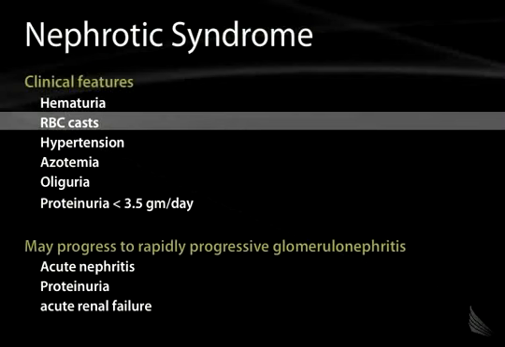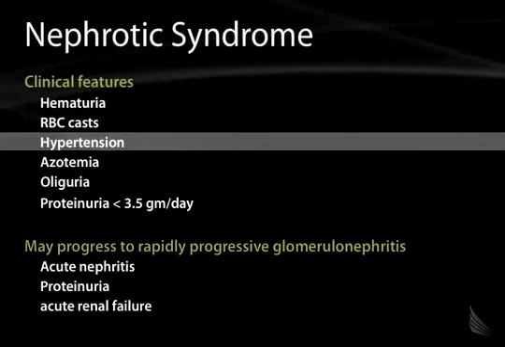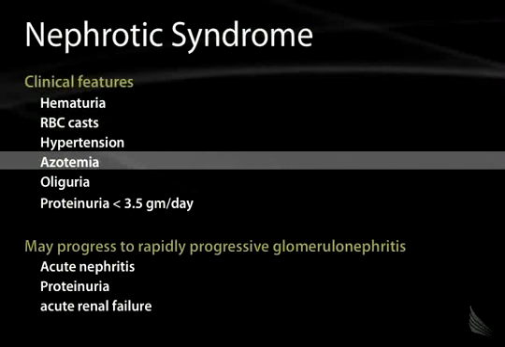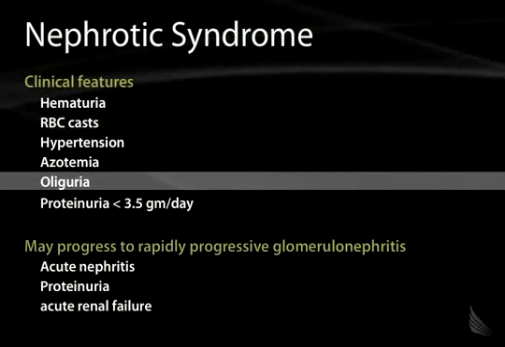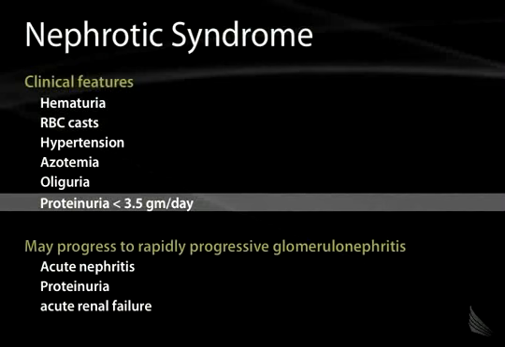You also see what we call red blood cell casts, which you can see if you look at the urine microscopically. You can see red blood cells that are all smashed together and form tubular structures. These are called red blood cell casts. Now, the clinical features of these diseases are hypertension, azotemia, which is an increase in the blood urea nitrogen. You see oliguria, which is decreased urine production. And you can see proteinuria, but it's usually not in the nephrotic range. That is, it's less than 3.5 grams per day.